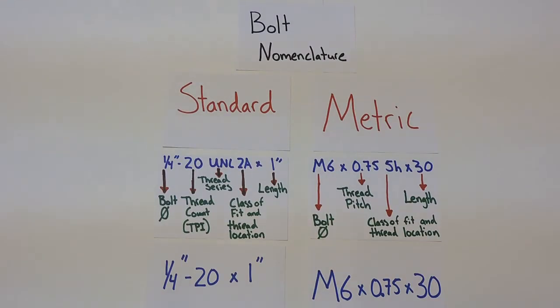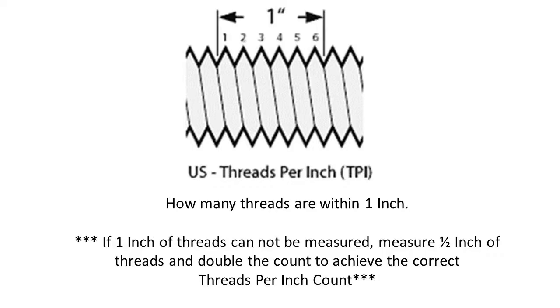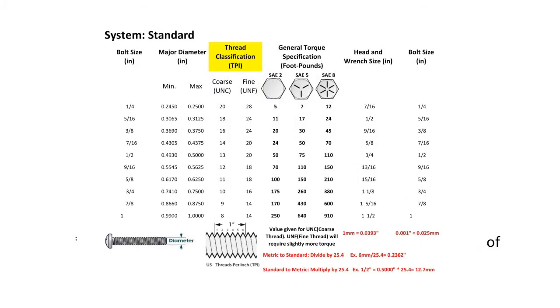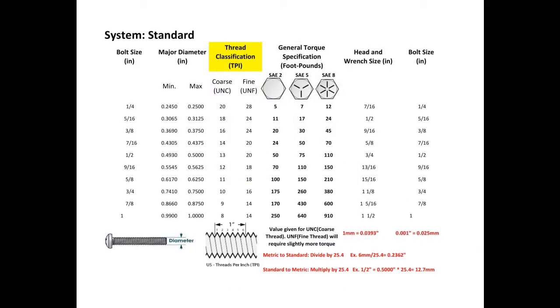The 20 is the thread count. Since we're in standard system, it's going to be threads per inch. Thread count refers to the thread pitch. In the standard system, thread pitch is defined as threads per inch. This simply means how many threads are located within 1 inch, shown here highlighted in yellow.